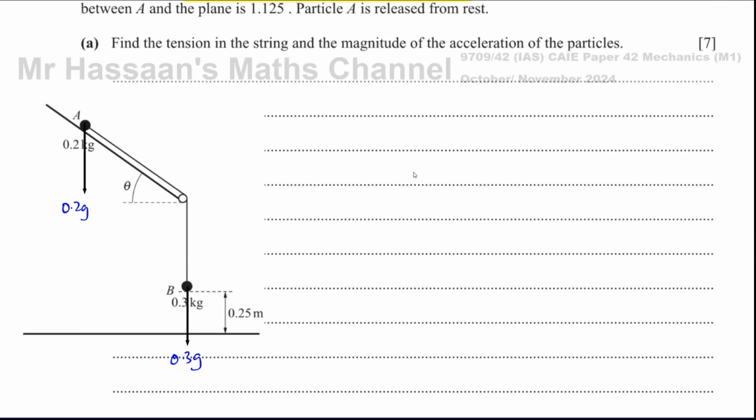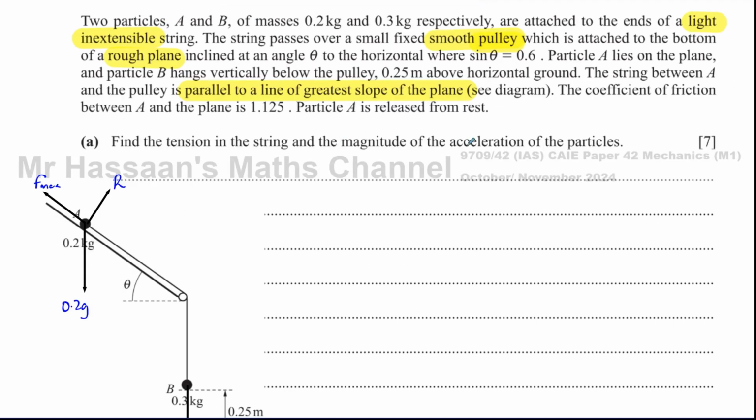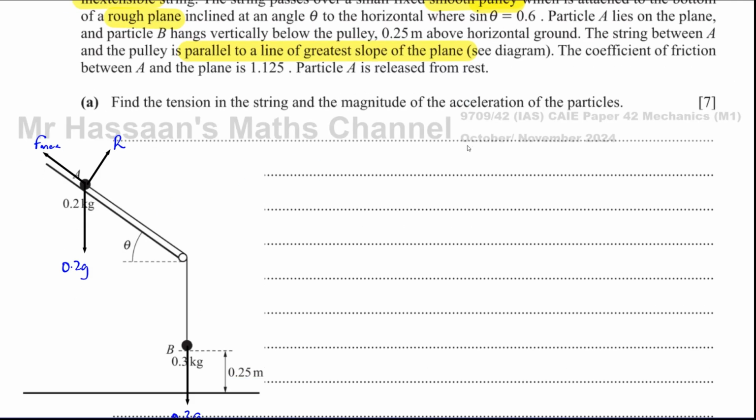And then we have the reaction force when the object is in contact with the surface. So I'll call this R. Then we have the friction, which is always opposing the motion. So when the object is released, A will slide down the plane and B will hit the ground, right? So friction is going to be this maximum value because it's going to slide down the plane, and it's going to act opposite to the motion.